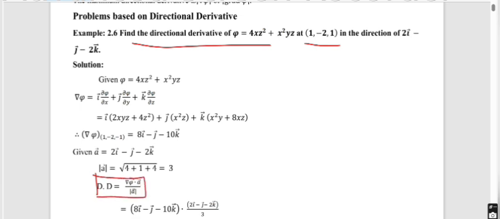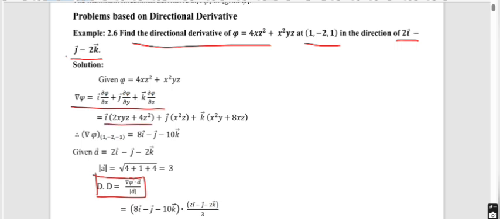Here a vector is the direction. First, from this phi we find del phi. We know that the formula for del phi is i vector into dou phi by dou x plus j vector into dou phi by dou y plus k vector into dou phi by dou z. From this phi we find dou phi by dou x. Dou phi by dou x is 4z² plus 2xyz into i vector.